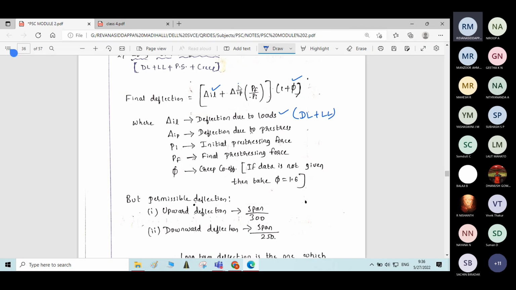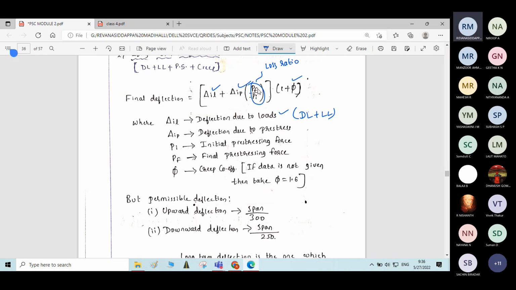And delta IP is the deflection due to prestress. Pf by Pi is also called the loss ratio, where Pf is the final prestressing force and Pi is the initial prestressing force.